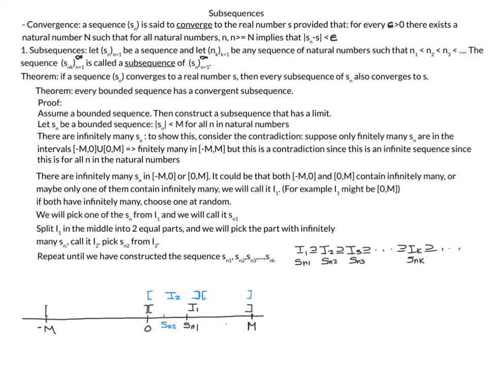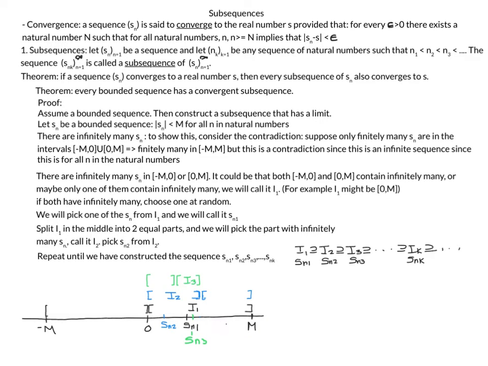To get my next element, I'm going to take I2 and again divide it in half. And then I'm going to choose the half that has an infinite number of members. And just to be different, this time, because on I1 I chose the interval on the right, for I2 I'm just going to choose the interval on the left. But again, I have to be sure that this has an infinite number of members. And so from I2, I'm going to choose an element, and I'll call that Sn2. So Sn2 is within this interval here. So now I have two elements of my subsequence.